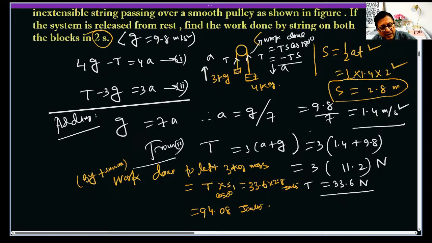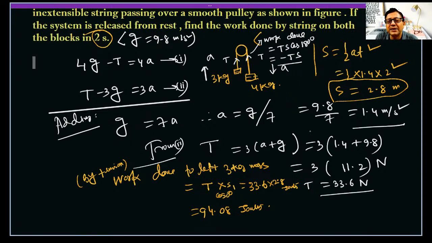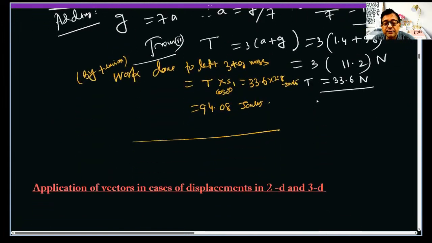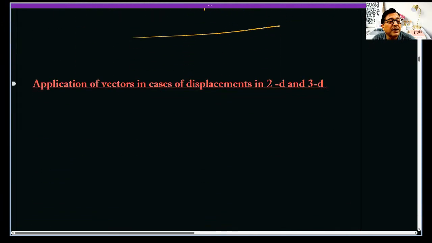Is that clear? Understood? So in the first case, work done is positive, that is T into displacement. In the second case, work done is negative, that is minus T into S. And the value will be the same, obviously, because T and S remain the same. So here the answer is going to be minus 94.08 joules. Concept is clear: work done by force, work done against force, work done by tension force.